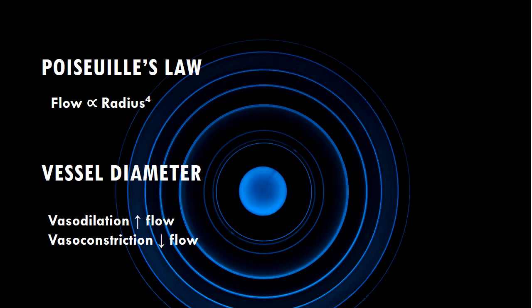According to Poiseuille's law, flow is proportional to the fourth power of radius. This means small changes in vessel diameter cause large changes in blood flow.